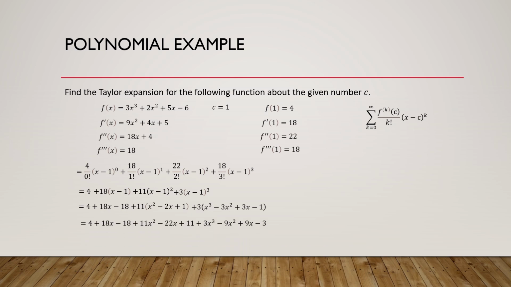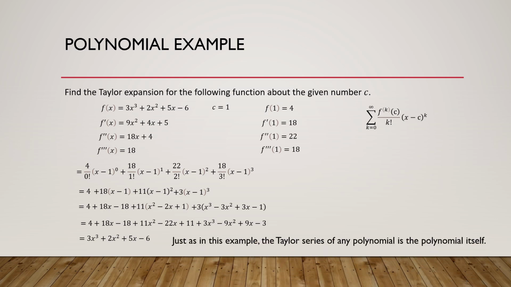4 plus 18x minus 18 plus 11x squared minus 22x plus 11 plus 3x cubed minus 9x squared plus 9x minus 3. We continue combining like terms to get the final polynomial 3x cubed plus 2x squared plus 5x minus 6. Just as in this example, the Taylor series of any polynomial is the polynomial itself.